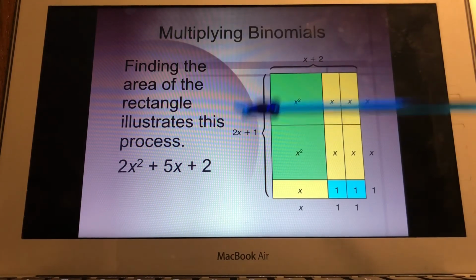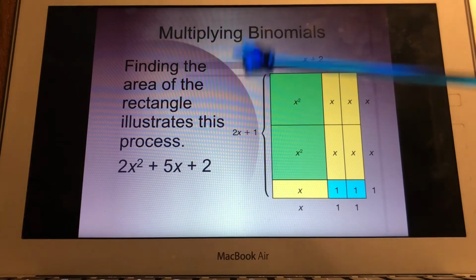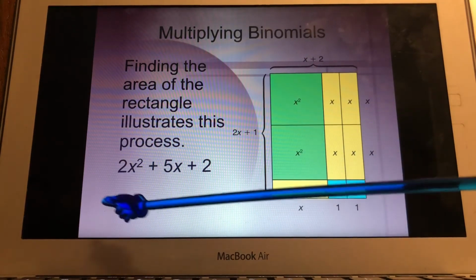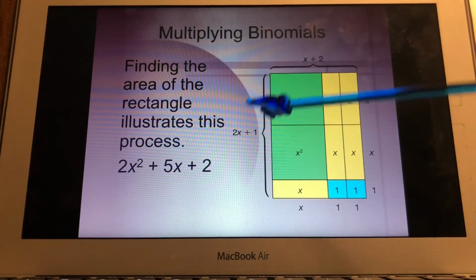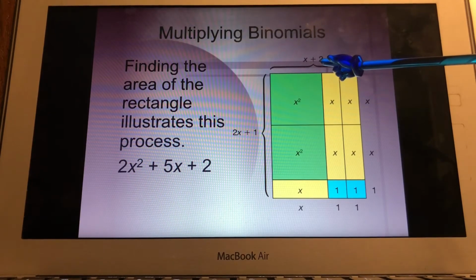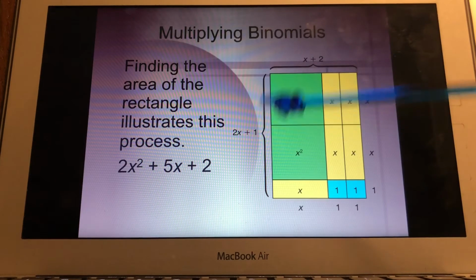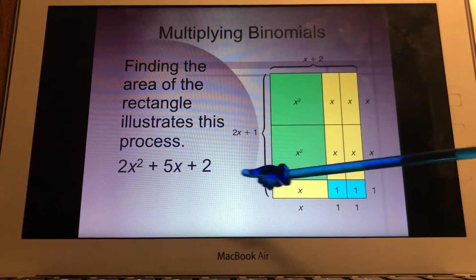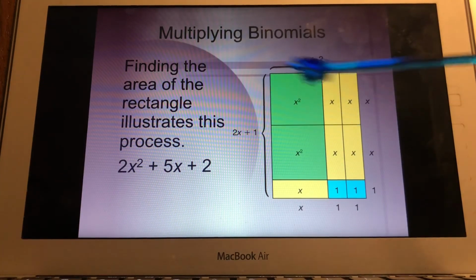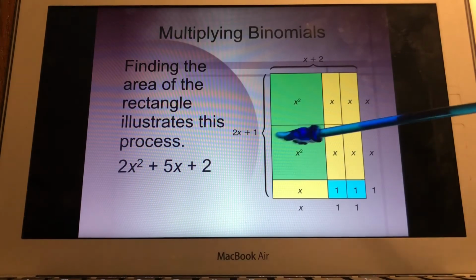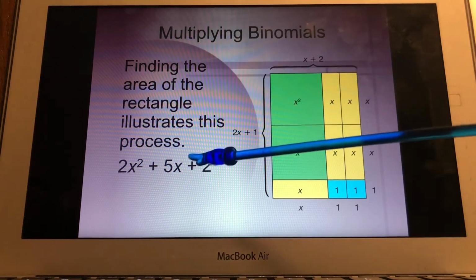So if I multiply each term, 2x times x is 2x squared. Then I have 2x times 2 is 4x, right? And then 1 times x is just plain x. So 4x plus 1x gives me 5x. And then 1 times 2 gives me 2.